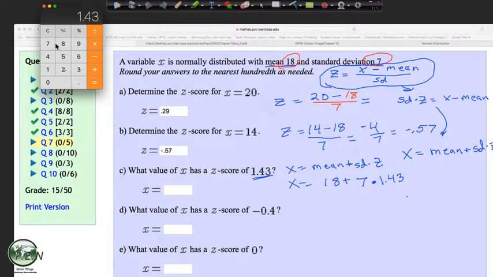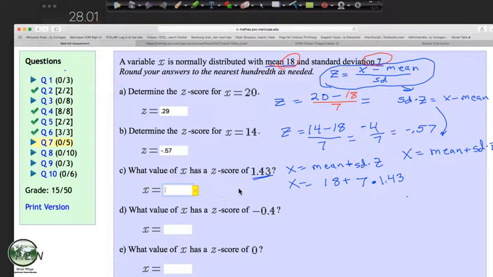1.43 times 7 equals that, and then I add 18. So that's 28.01. That means that a z-score of 1.43 is equivalent to 28.01 as a measurement. This is the weight of potatoes. That's what the potato weighed, how many ounces, or whatever it is.